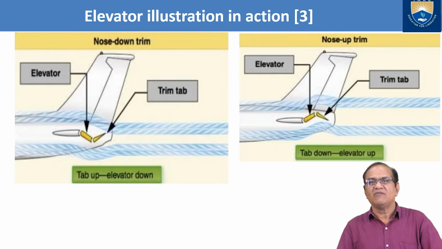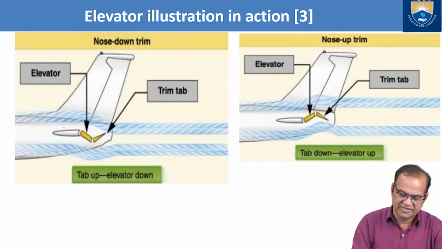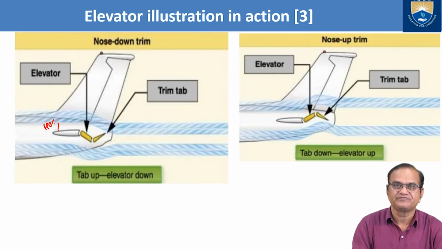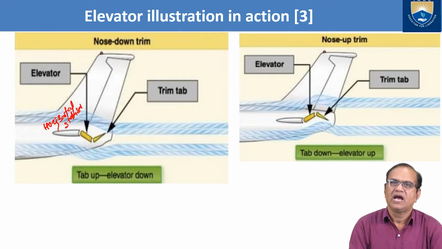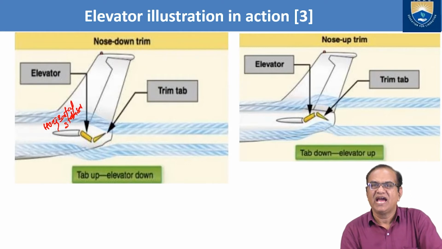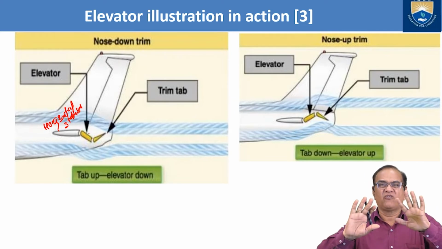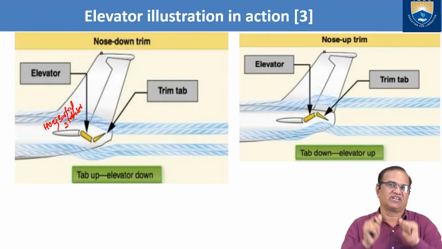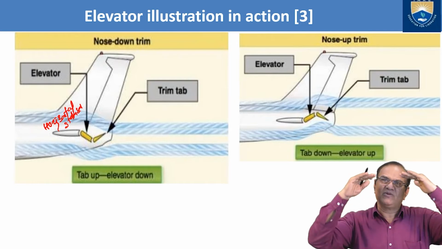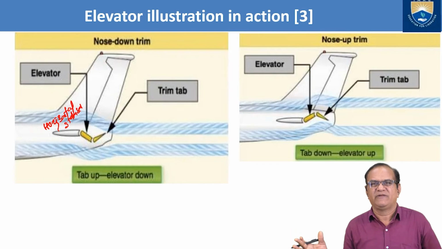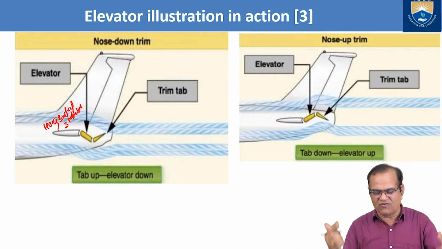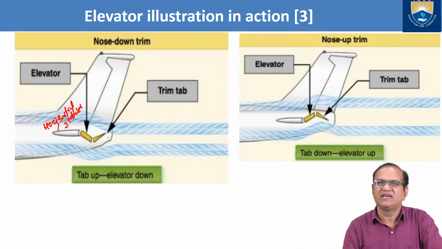Here I will show. This is your horizontal stabilizer, and this is the elevator, and if the elevator is going down, the trim tab will go up. So the forces are balanced and the pilot can fly without holding the stick. That is the objective. It will trim and maintain, and he will leave the control and the aircraft will fly. So that is the purpose of the elevator trim.